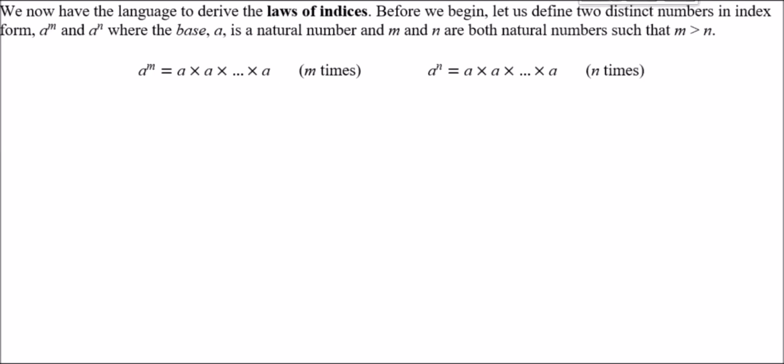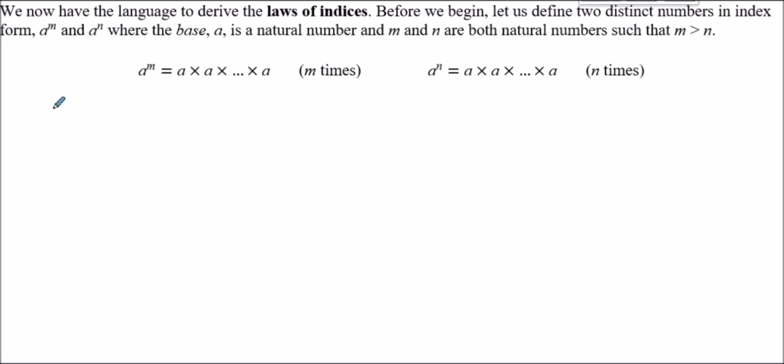Now we've talked about the language of the laws of indices, we can be in a position to actually derive and prove them. But before we begin, I'm going to define 2 distinct natural numbers in index form. So we've got a to the power m and a to the power n, where the base a is a natural number, a counting number, and n and m are both natural numbers themselves. But importantly here, I'm going to define that m is greater than n.